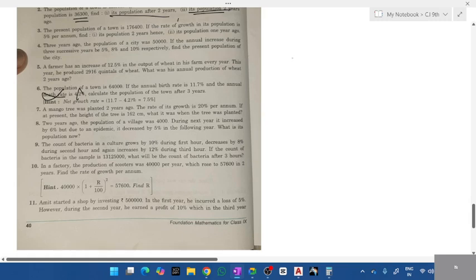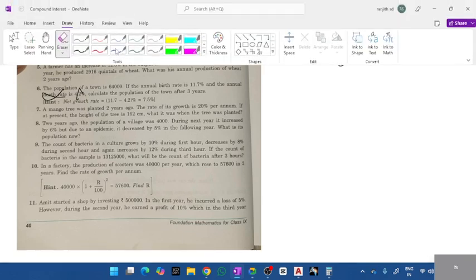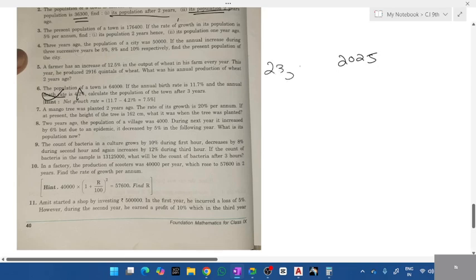Read that. A mango tree was planted 2 years ago. So just assume the date. What is 2 years ago? Today it is 2025. It should be 2023. Read out the question. You tell me the formulas. In 2023. Okay. Rate is 20%. Next.